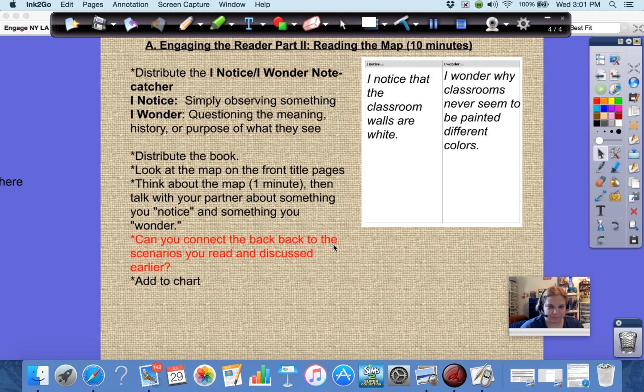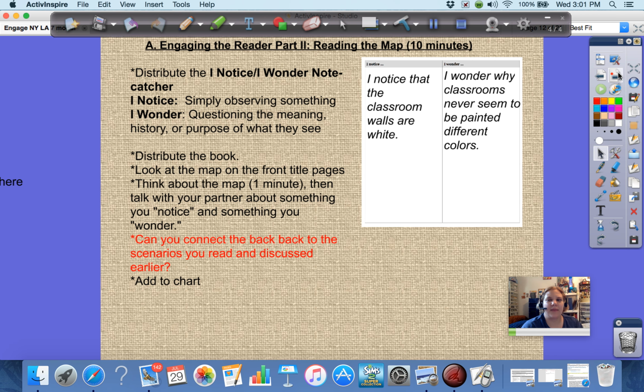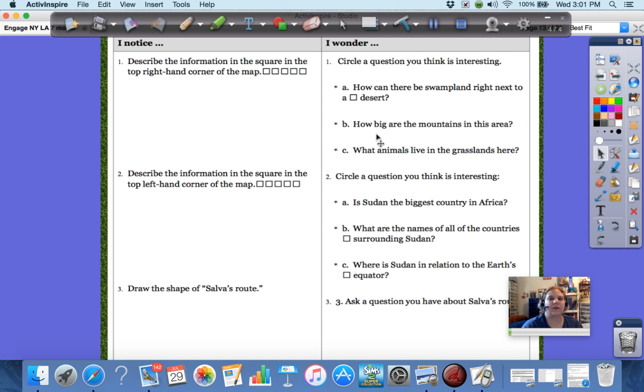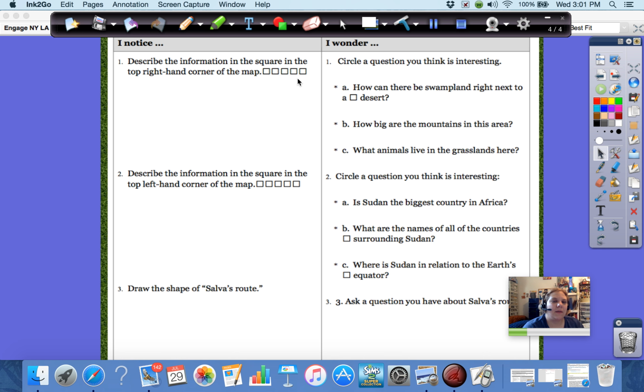Why is that? Okay, so you're going to look at this map on the next page and then think about things that you notice or wonder, and you would write them on your chart and then connect the map back with those scenarios that were presented to you before, okay? And here, this is just giving you a little more information, and I don't know what these squares are here. Ignore those, but describe the information in the square in the right top hand corner of the map.